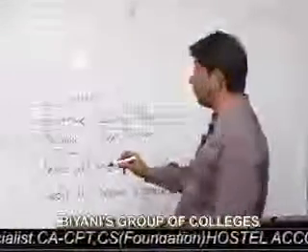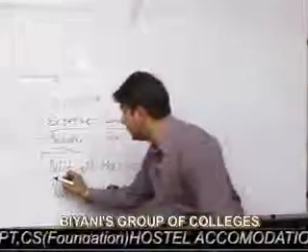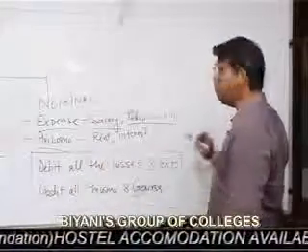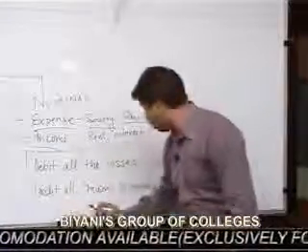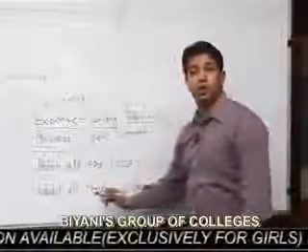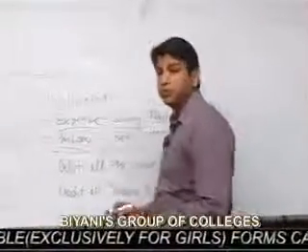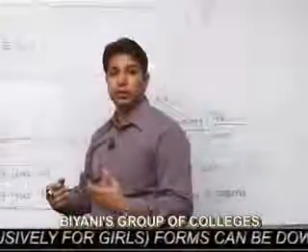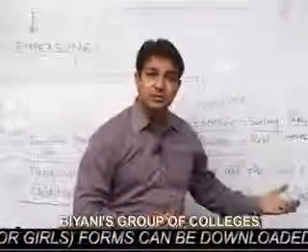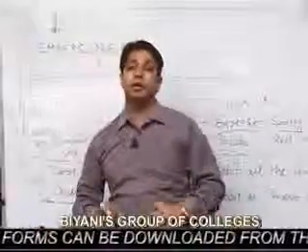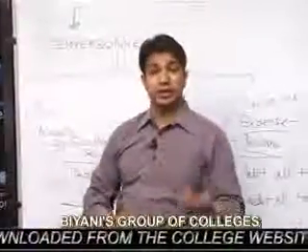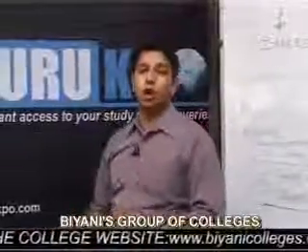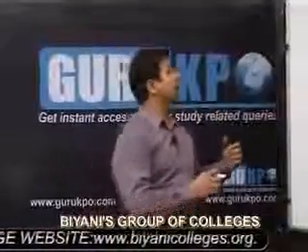Now, what is the rule of this nominal account? Debit all the expenses and losses. Credit all income and gains. Suppose we paid a salary to our employee, so salary is an expense. It will be debited. At the same time, if we received interest, that means interest is an income. It will be credited. So this is all about the golden rules of accountancy.